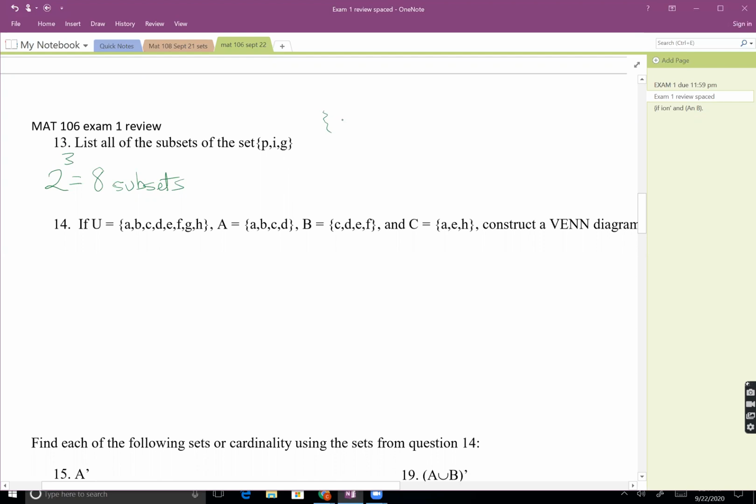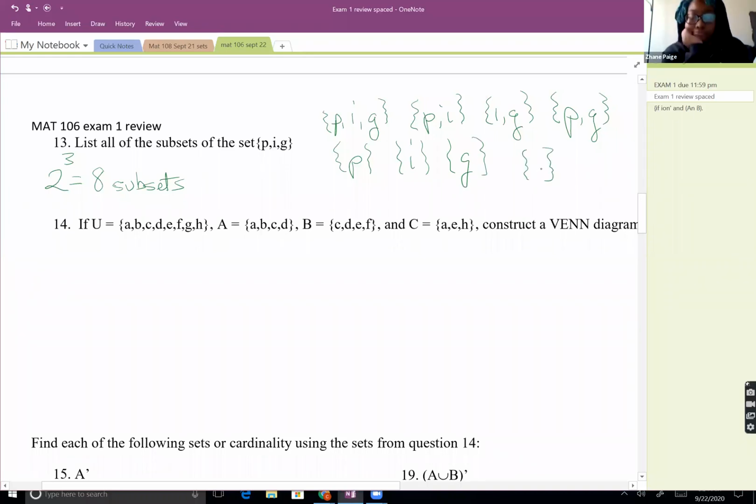The whole thing. So P, I, G. Beautiful. Then P, I, IG, and PG. And then every letter by itself, and the empty set. And beautiful remembering the empty set. Usually when I gave this pencil and paper test, the most common careless mistake was people forgot the empty set or people forgot the set itself. So great job.